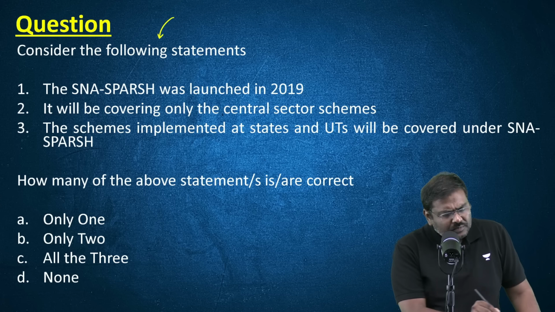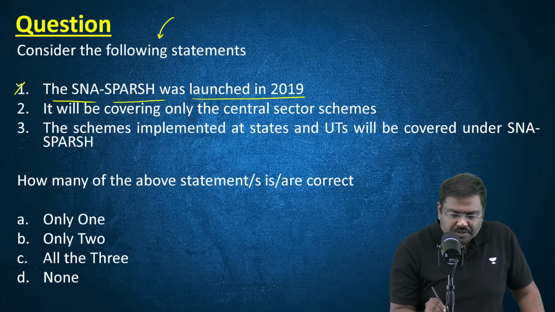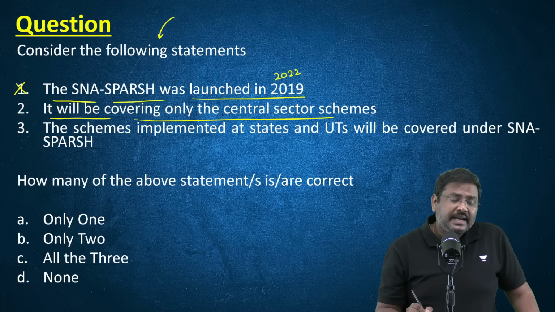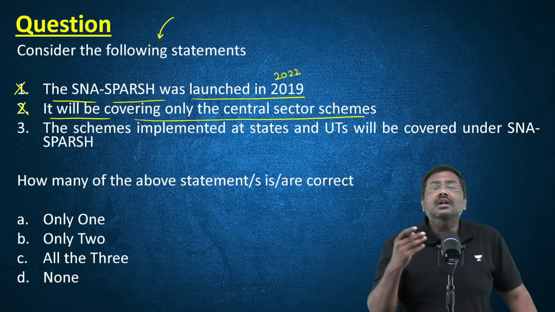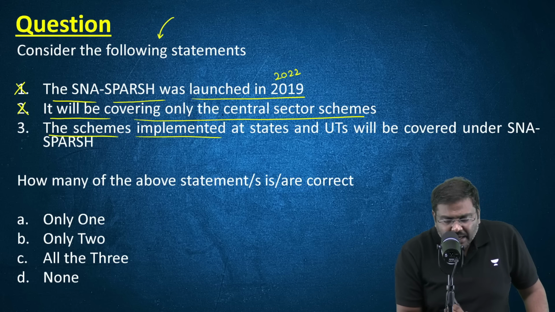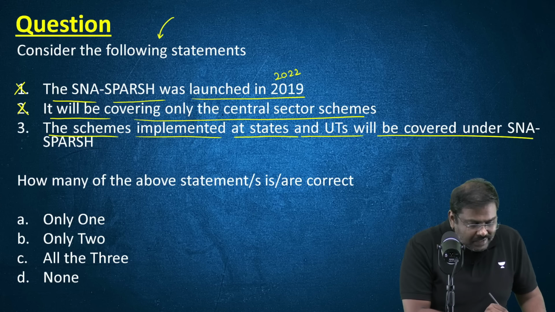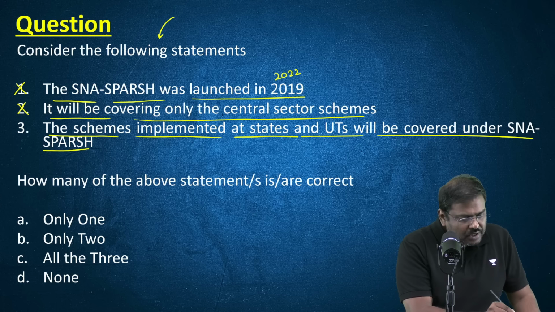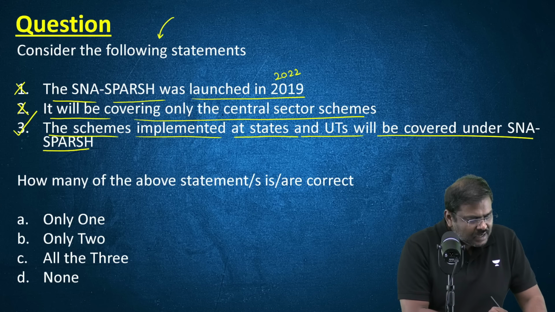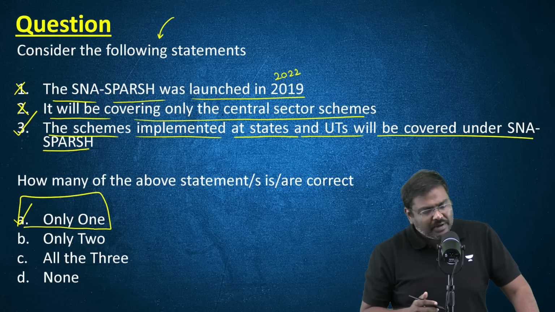Let's solve it. SNA-SPARSH was launched in 2019. No, this was launched in 2022. It will be covering only the central sector schemes. No, this has been modeled targeting centrally sponsored schemes mainly. The schemes implemented at the states as well as the union territories will be covered under SNA-SPARSH. Absolutely correct. The schemes at the states as well as the UTs will be covered under this. Right option for this particular question will be option A. Only one of the statements is true.